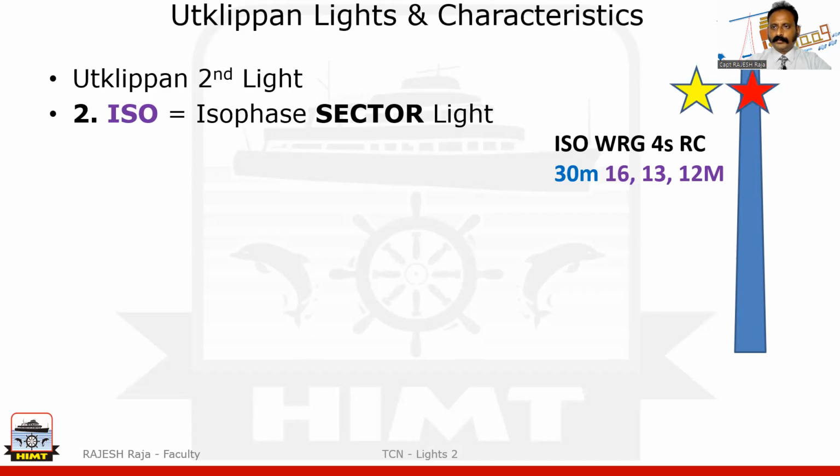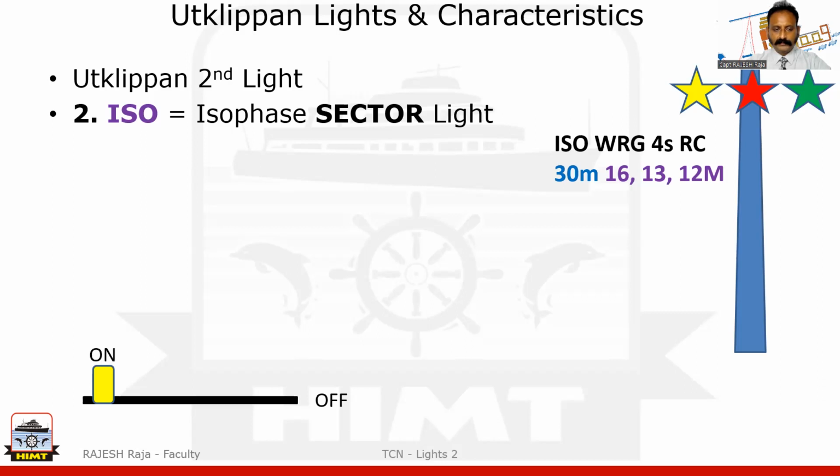So I'm giving you those three lights, which are isophase, white, red, and green. They are completely different from the top light. And how do you recognize that? It was very easy actually. When you see the first light, it was 31 meters, and you can see this one is 30 meters. So I'm going to mention that a little bit. Let us see what is isophase.